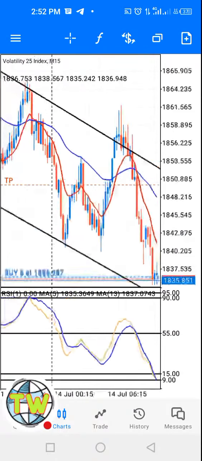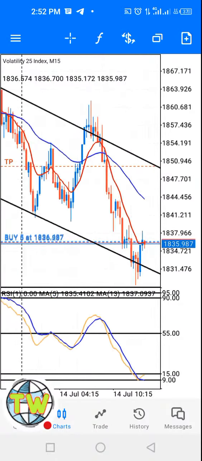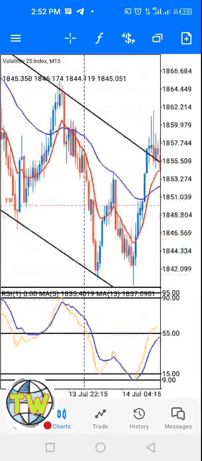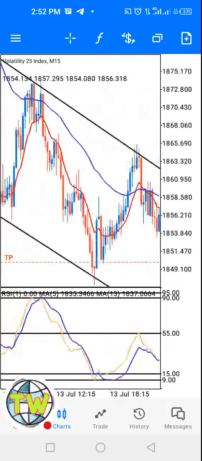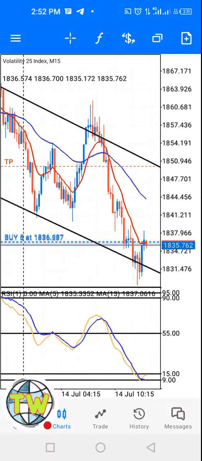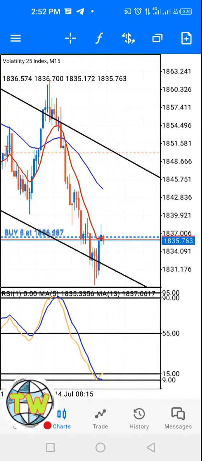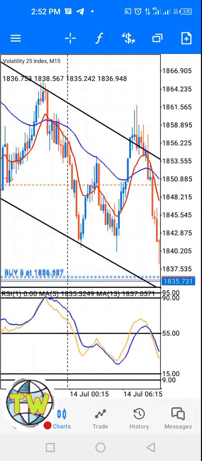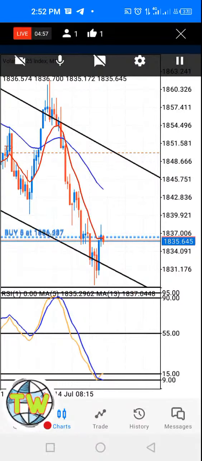Okay, guys. I want to explain what setup I got at this very point before I made this entry. If you are good in price action, I think you should be able to spot the setup that I saw. But if you've not done that, probably you are still learning price action. Let me take my time and explain to you guys the setup that I got in this very trade.